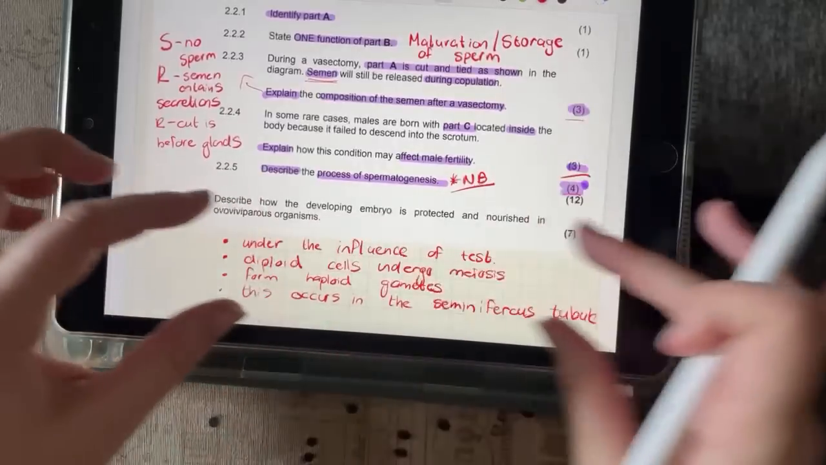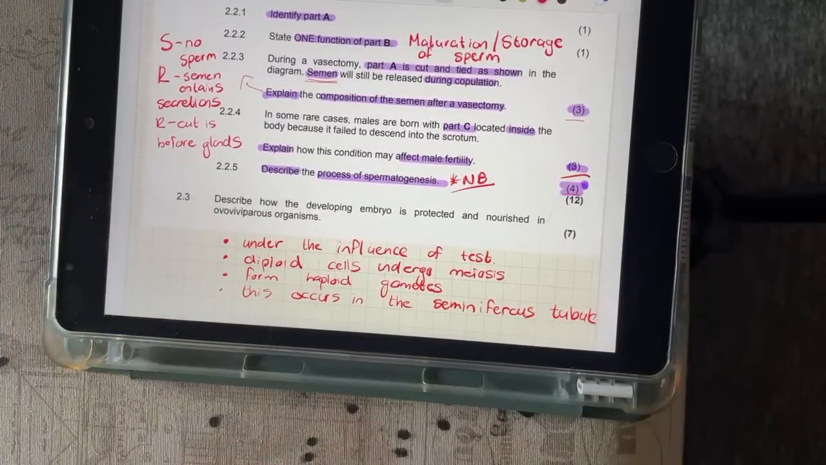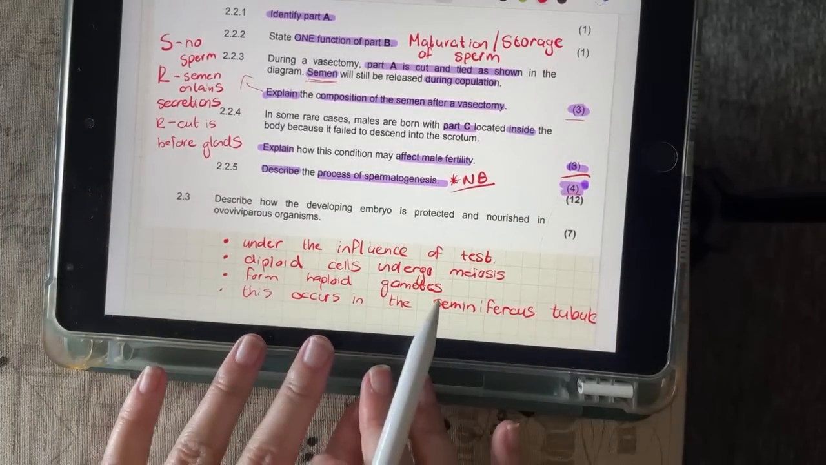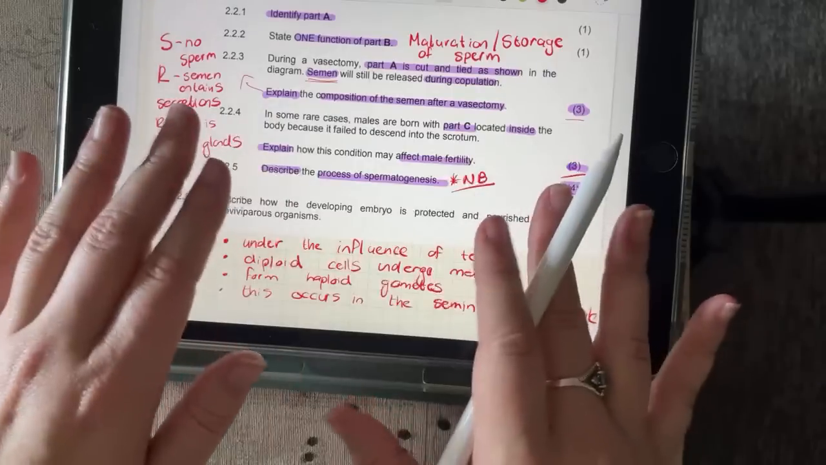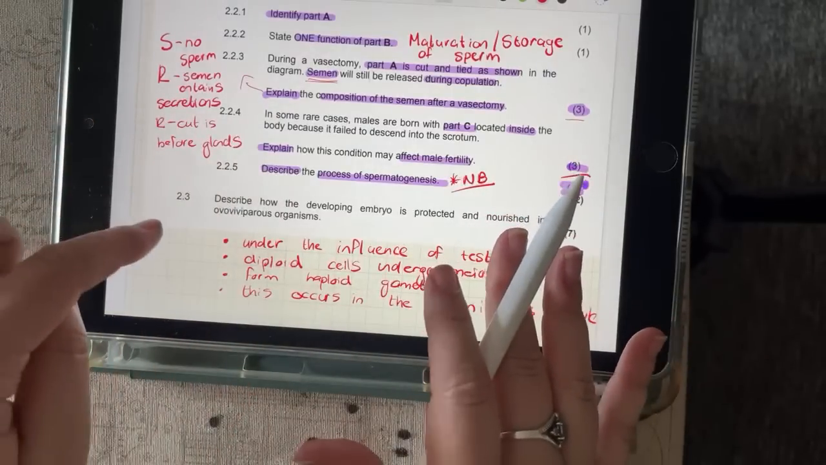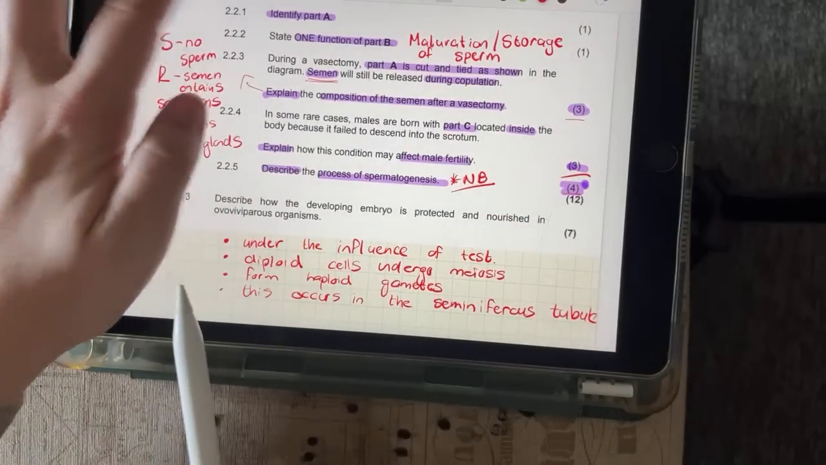So again, I don't want you to free answer this, in other words, make it up. You really should be using your guideline for this last one. Okay. So that's the male basic structure kind of question. Now let's do a female and specifically a developing embryo question.